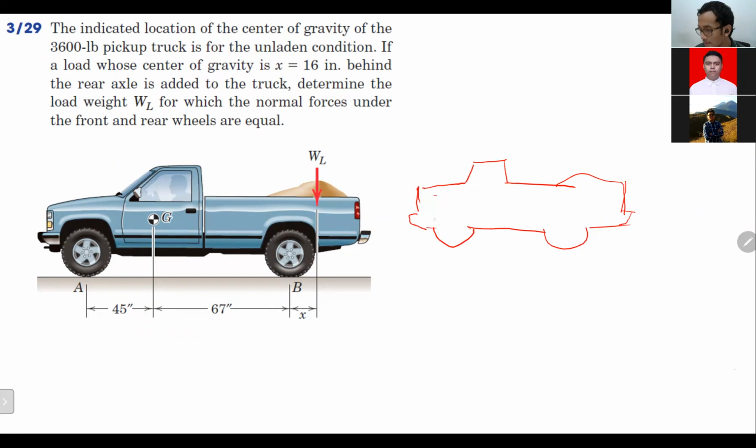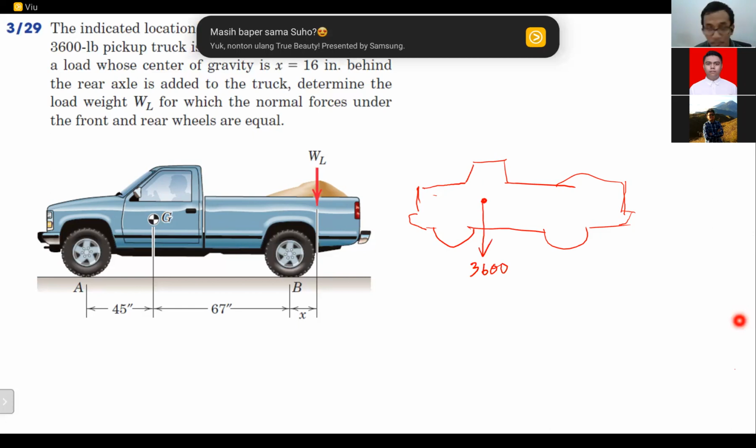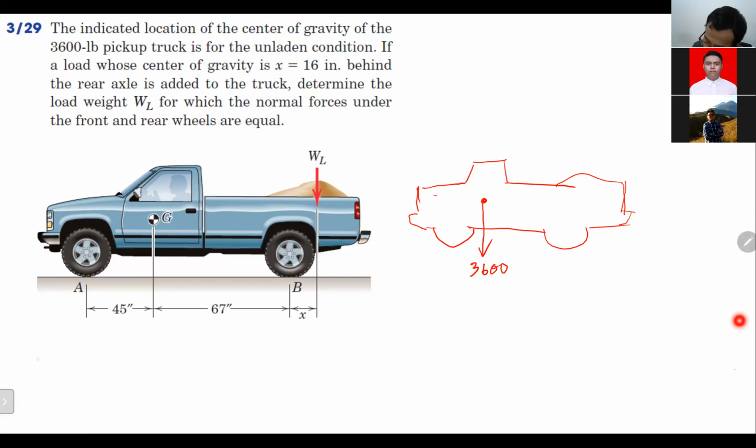Okay, so what forces do we have? In order for us to draw the proper free body diagram, you're supposed to draw all the forces there and all the dimensions actually. First we have the weight force from the center of gravity in G, about 45 inches from point A, which is the front wheel. It's down. And what is the value then? 3600. And what is the unit? Pounds, LB. Pounds. Remember, please differentiate between this.